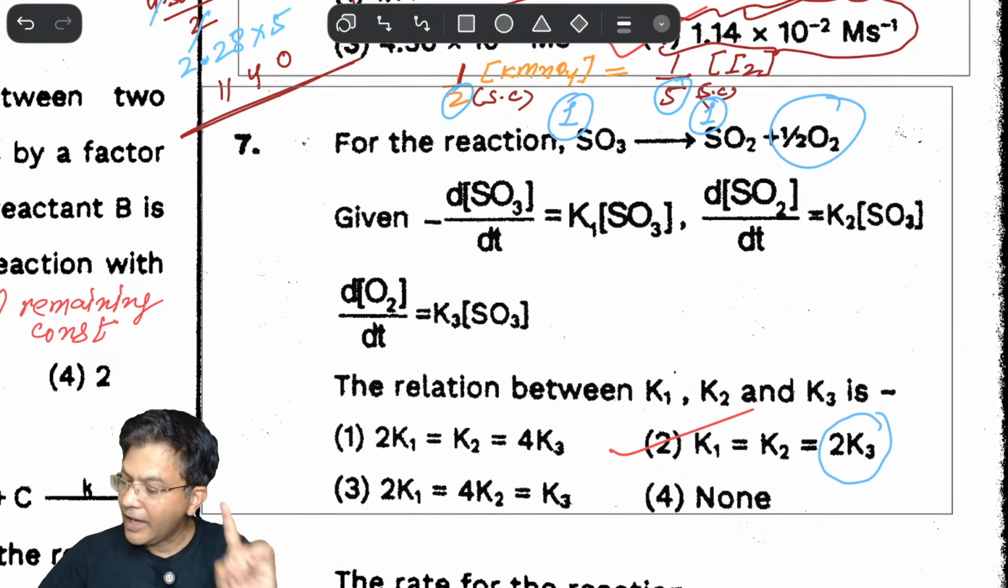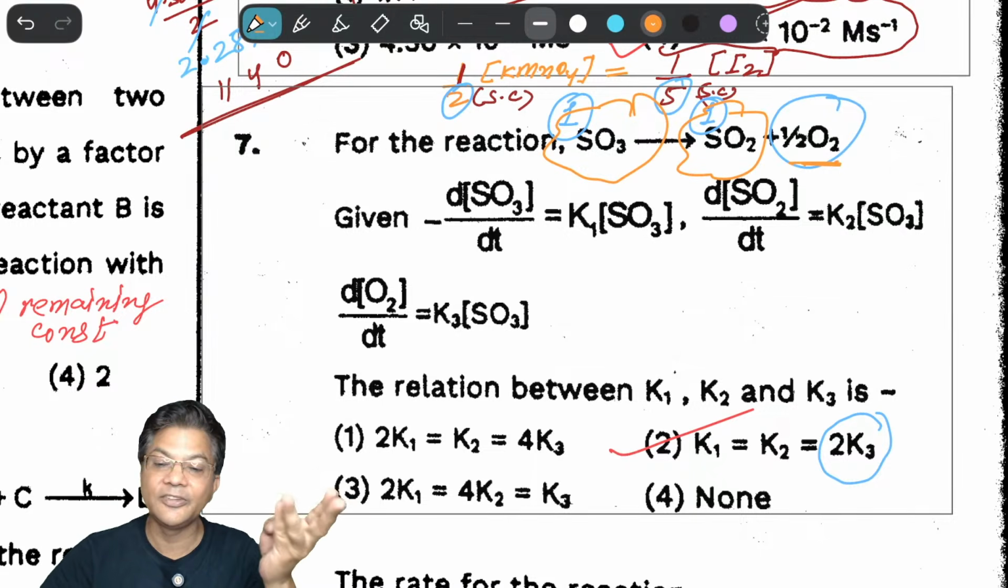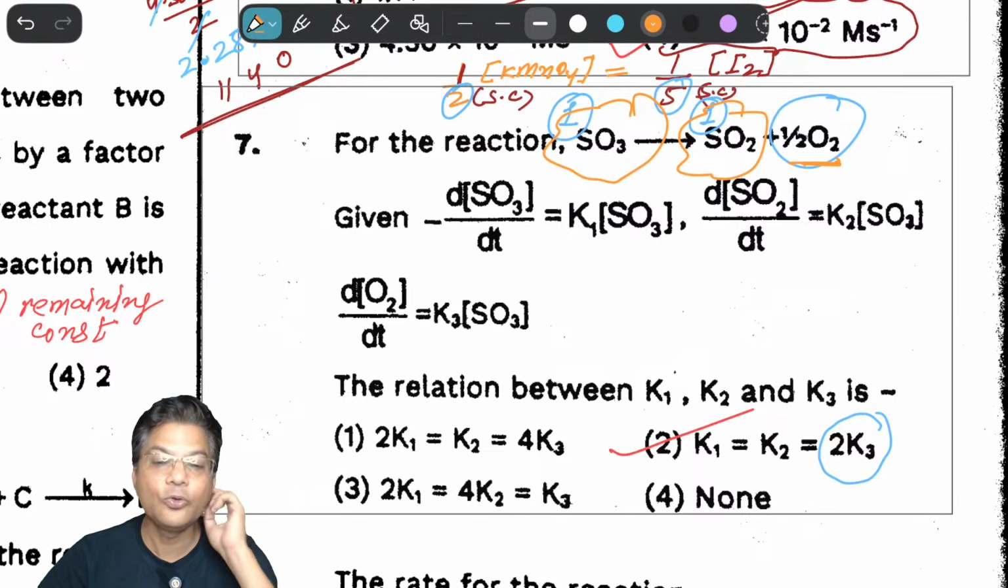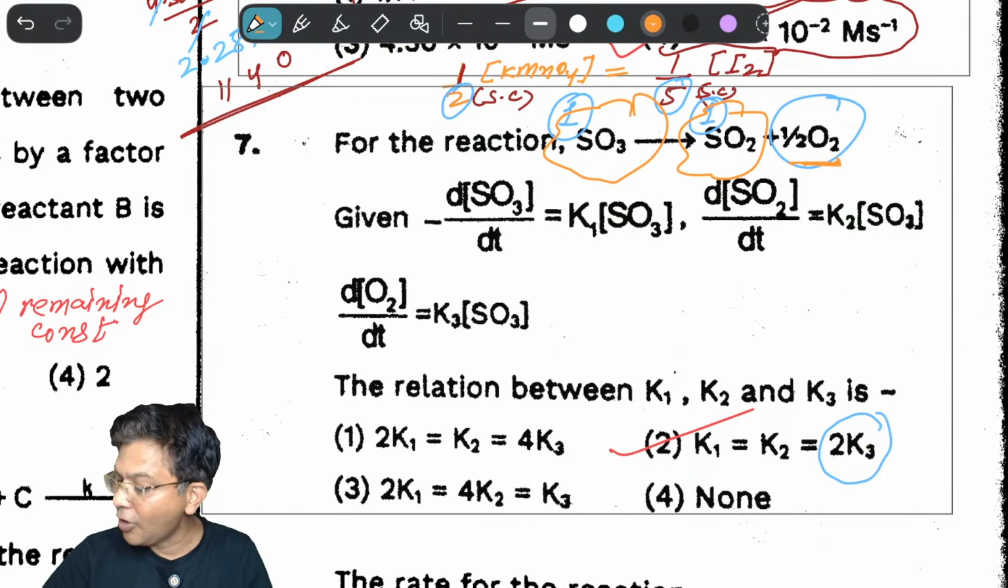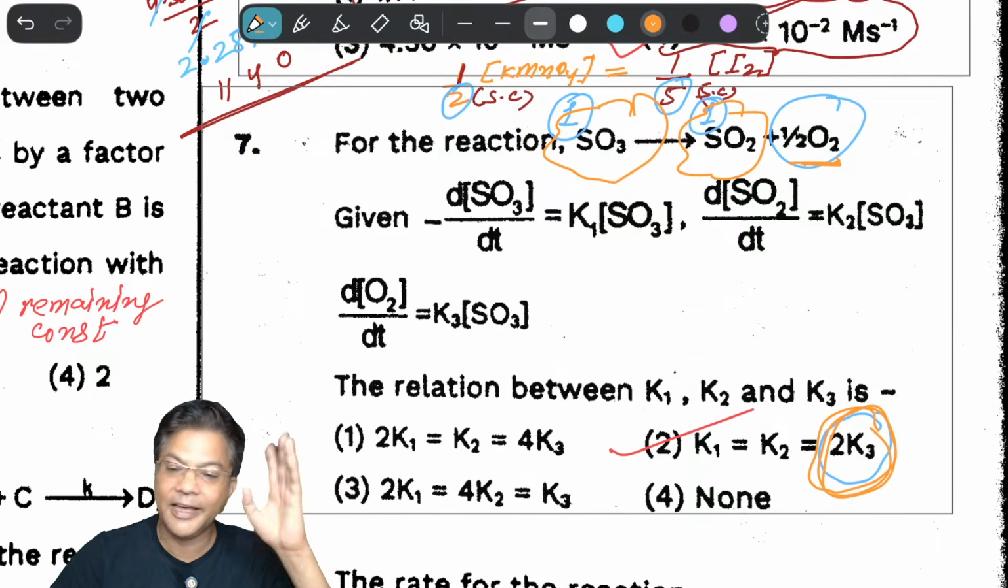See, your SO3 is the same as SO2, but oxygen is half of that. So how to make them equal? So oxygen should be multiplied by 2. Now it is in the air or not?